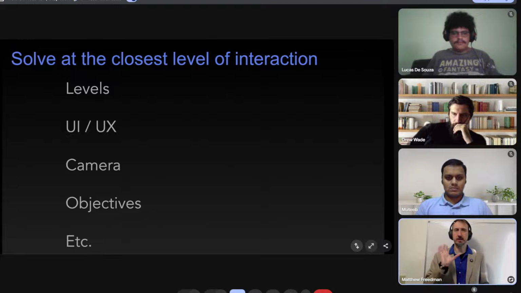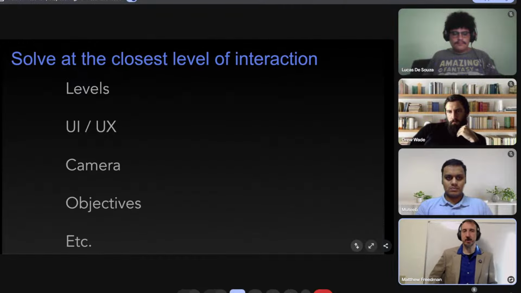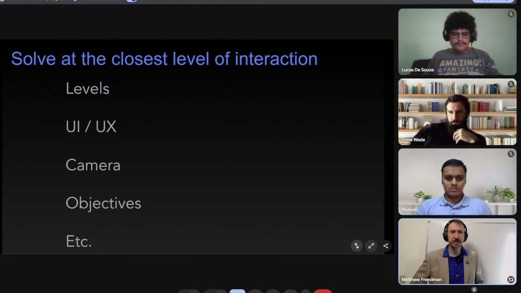The objectives are unclear, clarify your objectives. This is one of the things that always drives me nuts, is games that do not properly communicate to players what their objectives are and why those objectives are important. And, et cetera, et cetera.